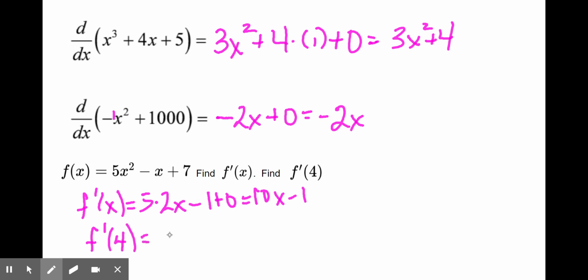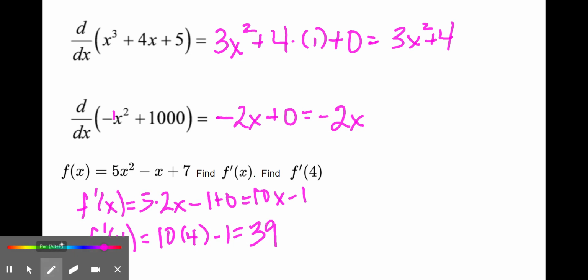Okay, find for me f prime of 4. So now I want you to take f prime and replace x with 4. So that's 10 times 4 minus 1. That's 39. Okay, that's 39. What does this 39 represent in this problem?